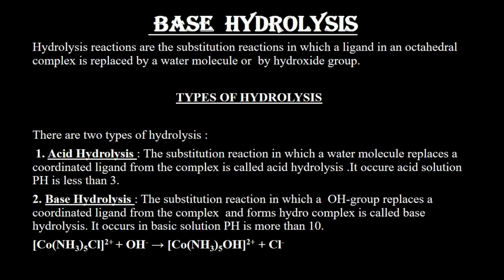Base hydrolysis reactions are the substitution reactions in which the OH group replaces a coordinated ligand from the complex and forms a hydroxo complex. These reactions take place in alkaline solution, where the pH of the solution is above 10. For example, [Co(NH3)5Cl]2+ reacts with OH- ion to form [Co(NH3)5OH]2+ plus Cl-.